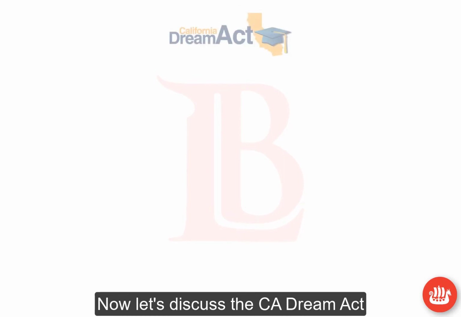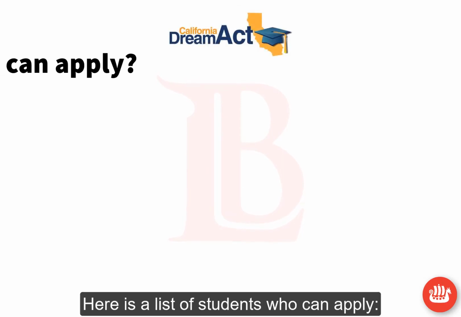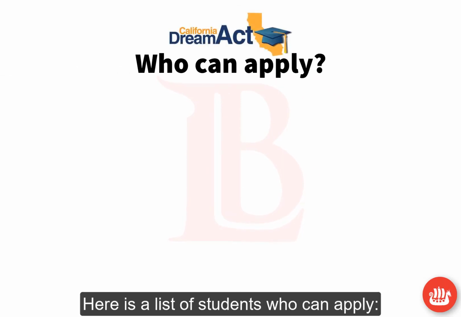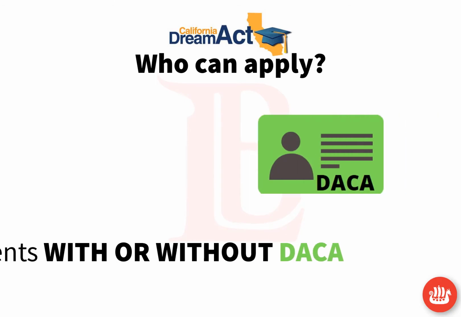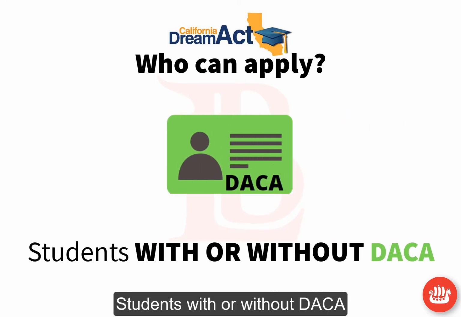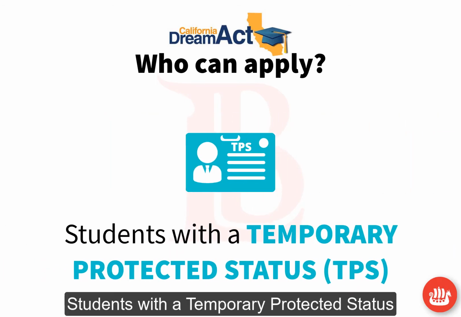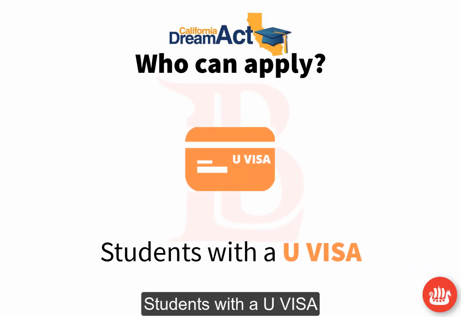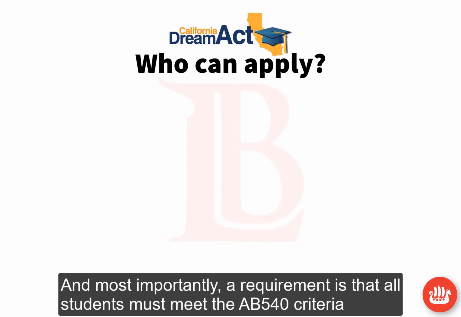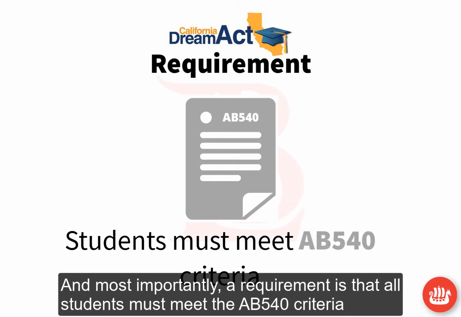Now let's discuss the California DREAM Act. Here is a list of students who can apply. Students without a U.S. citizenship or a permanent resident card, students with or without DACA, students with a temporary protected status, students with a U visa, and most importantly, a requirement is that all students must meet the AB 540 criteria.